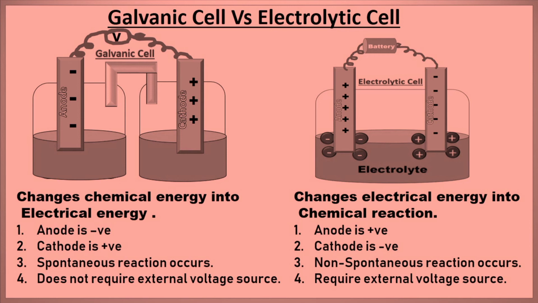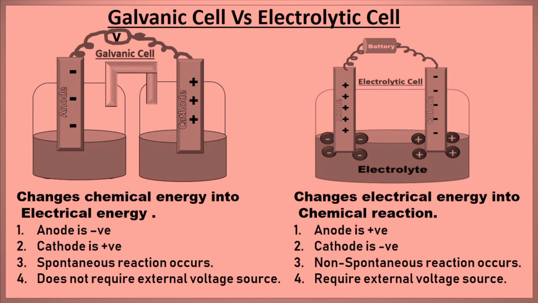Now let's look at the differences between galvanic cell and electrolytic cell. In the galvanic cell, the anode is a negative electrode, while the anode is a positive electrode in an electrolytic cell. Also, the cathode is a positive electrode in a galvanic cell, but negative in the electrolytic cell. However, oxidation takes place at the anode, whether it's a galvanic cell or electrolytic cell, and reduction takes place at the cathode, be it a galvanic cell or electrolytic cell.